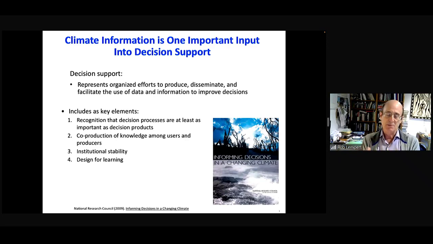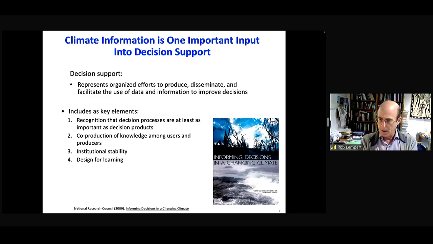when, what types of information come into the process can be at least as important. Who participates in the decision making can be at least as important as the decision products themselves. This idea of co-producing the knowledge among information users and producers, and then a variety of other factors, institutional stability, which gets into the notion of, say, boundary organizations, which help connect the scientists and the users, and this idea of design for learning.